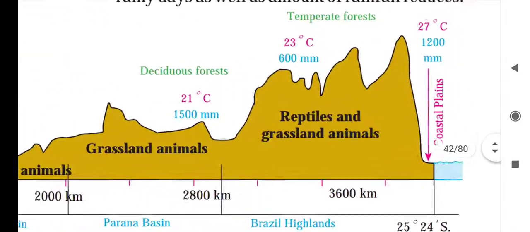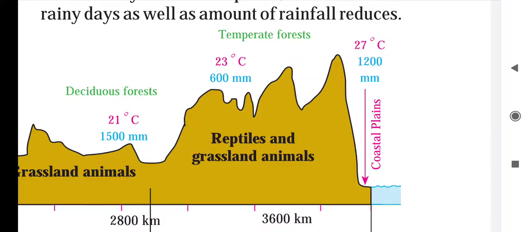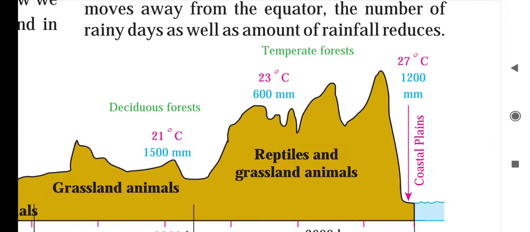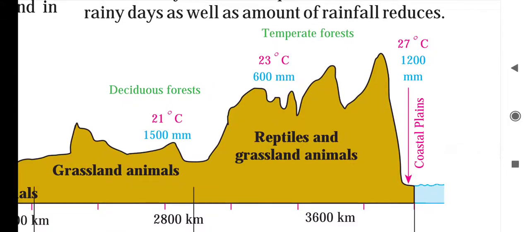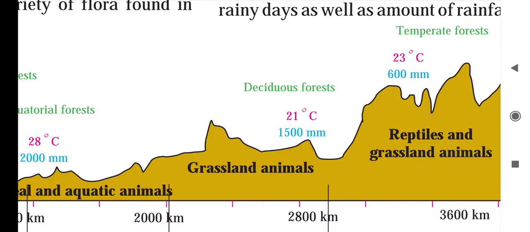So what is given here? Coastal plain. The coastal plain means the great escarpment, that region. In that area we find 1200 millimeter of rainfall. If we go ahead to the coastal areas, then we can find temperate forest here, and here reptiles and grassland animals are found. Here rainfall is 600 millimeter. If we cross this area and move to the grassland and deciduous forest, that has 1500 millimeter of rainfall, and grassland animals are found.